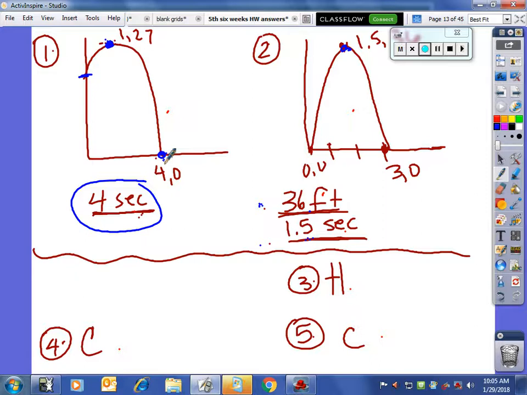How long does it take him to reach the water? Is that a vertex or a root? Yeah, that's this. How long did it take him to reach the water? 4 seconds. That's kind of like how long till the rocket landed. The x-intercept is usually where the whatever you're talking about finishes, where it ends, where it hits the water, hits the ground, whatever it is you're talking about.